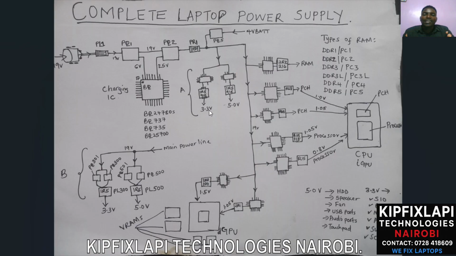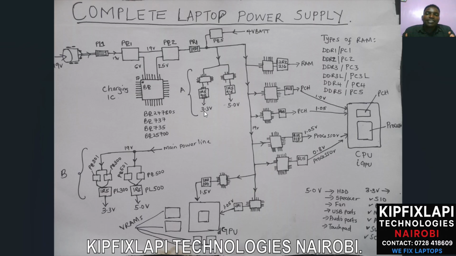We have what's called states of a laptop. That is from the moment you plug in your power adapter until the moment the laptop is fully powered on. So those are the states. So these voltages, you must have them for your laptop to be confirmed it has power. For those laptops which you say have power but are not powering on, they must have the main power line, which is 19 voltage, and they must have these two voltages, that is 3.3 voltage and 5.0 voltage.